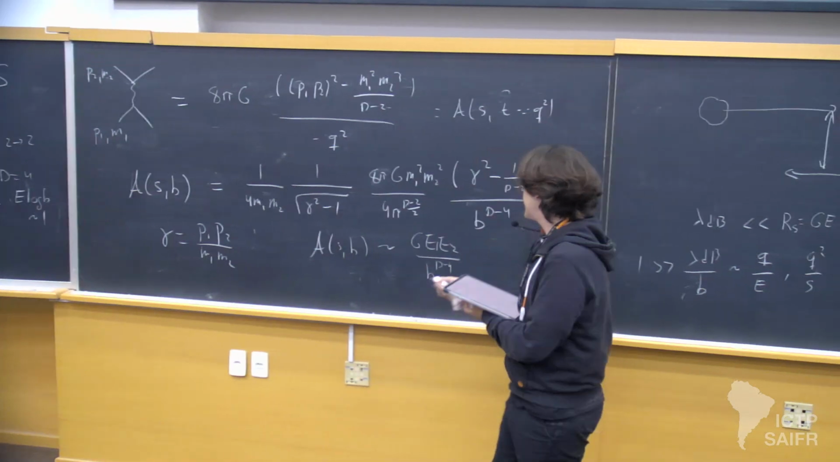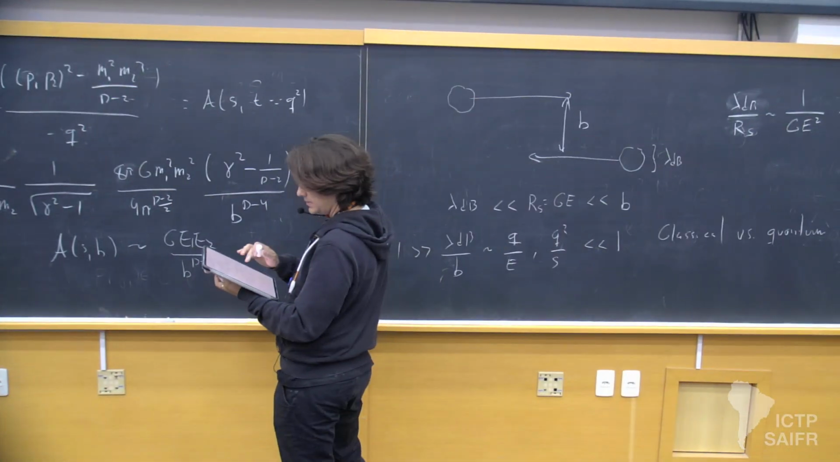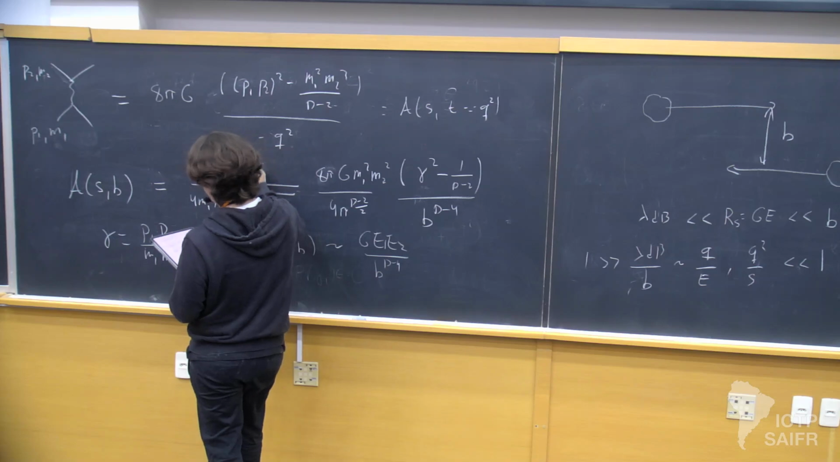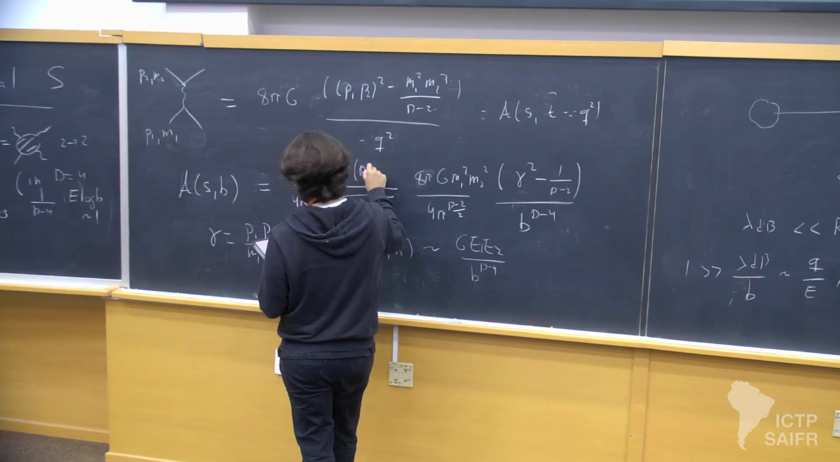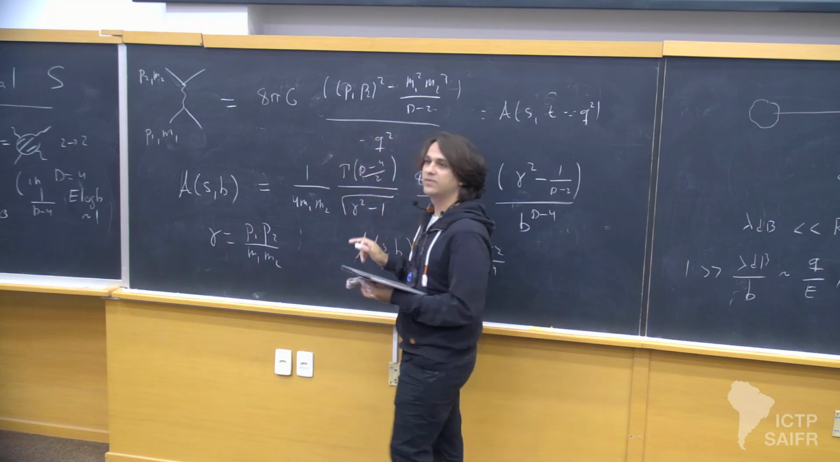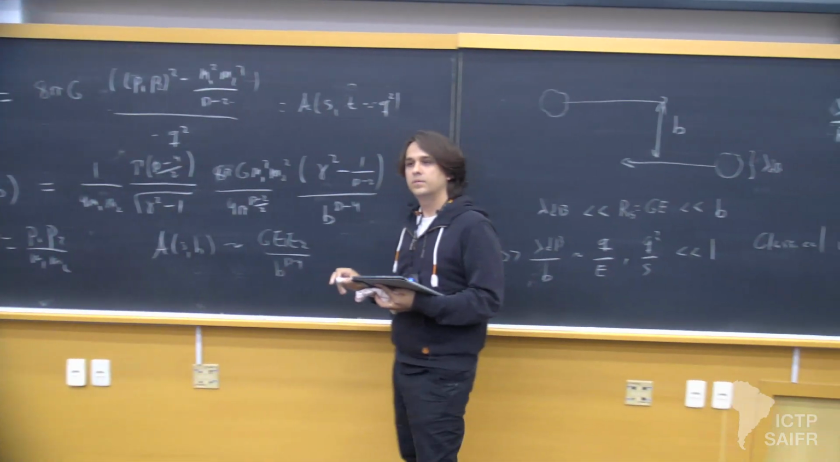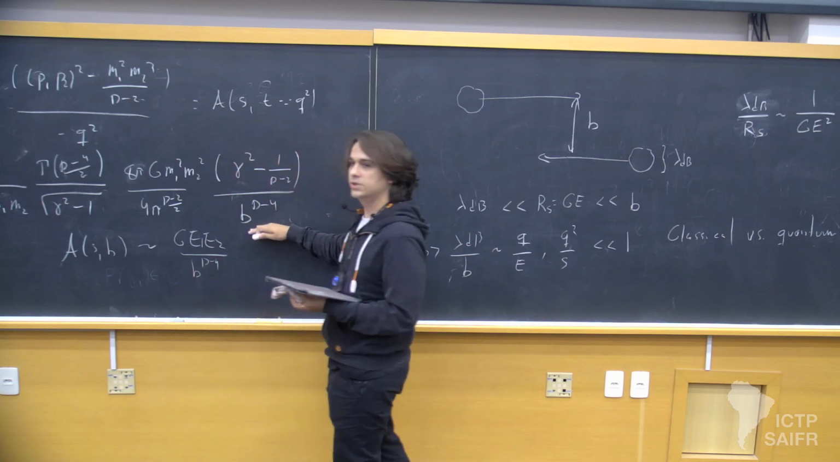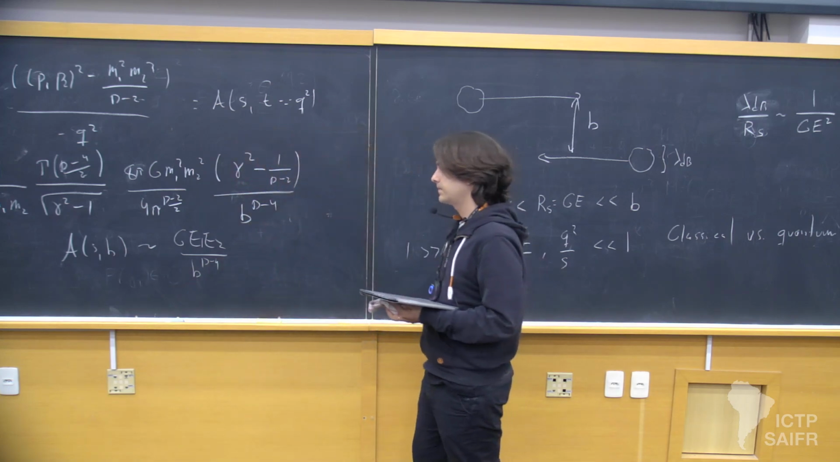D equals 4, there's a logarithmic divergence. Actually, I forgot. You can see it here. There's a gamma of (D minus 4) over 2. So this will be a gamma of minus epsilon, which will give you a 1 over epsilon pole, which will just give you a logarithmic divergence.